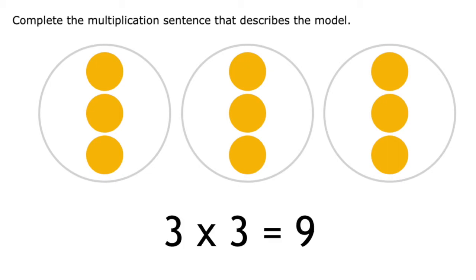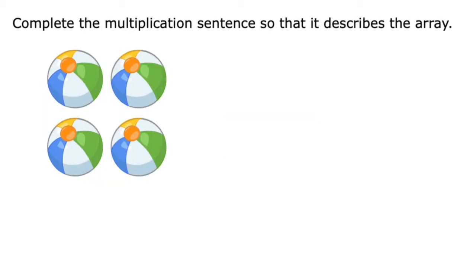For this one, 3 times 3 equals 9 would be the correct equation. We have 3 groups and each group has 3, so there are 3 groups of 3, and that adds up 3 plus 3 plus 3 to 9. Here we've got some beach balls. Write a multiplication sentence that describes this one.